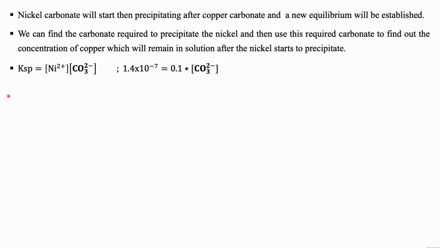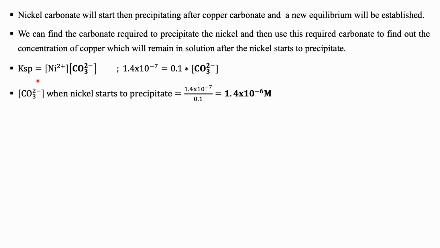So we use the expression of the Ksp. We have determined that nickel is the one which will precipitate the second time. So we determine how much carbonate is required to precipitate the nickel. We have the carbonate concentration which needs to be calculated. The nickel concentration was given, and the Ksp was also given. So we find the carbonate which is needed so that the nickel starts to precipitate. So we obtain this concentration. That means at this concentration of the carbonate, the second ion, which is nickel, will start to precipitate.